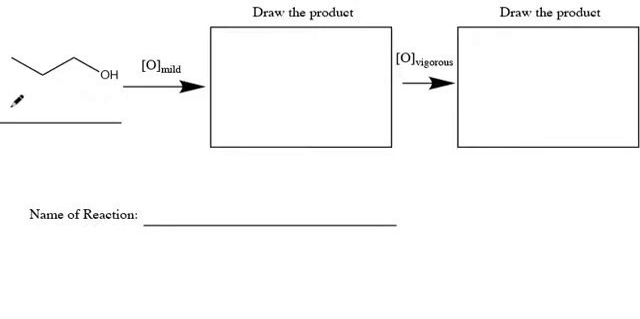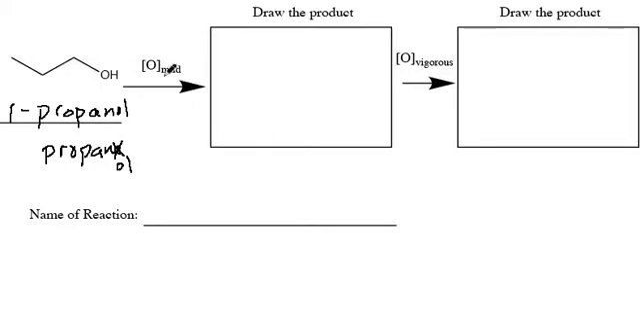So this is called 1-propanol. As an alcohol, it's based on the name propane, but we drop the E and add OL. So it was based on propane. We drop the E and add OL.